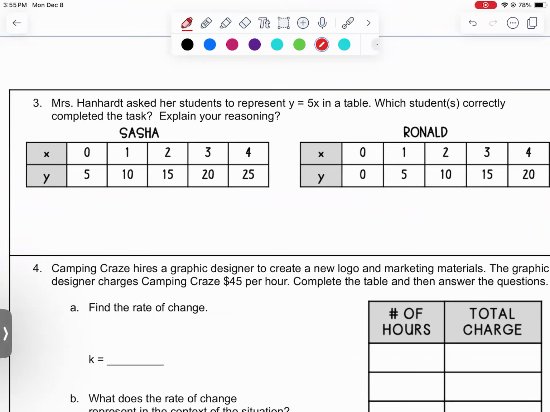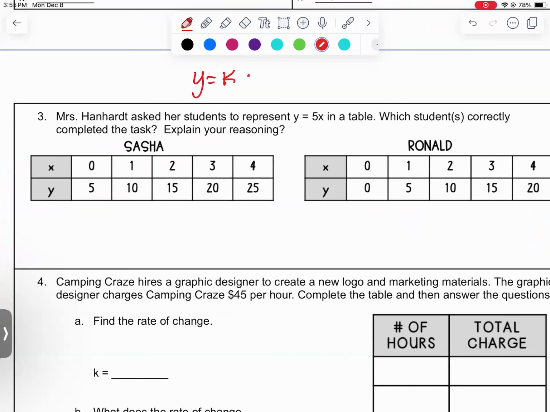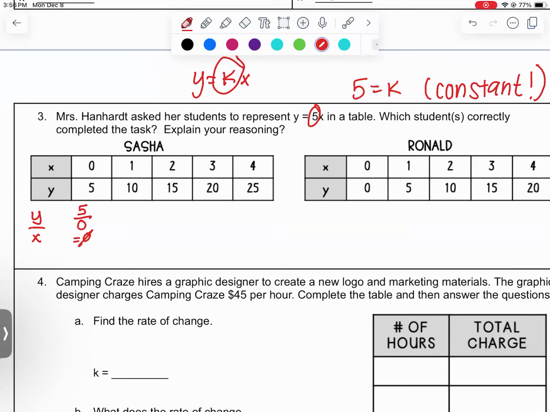All right, so Mrs. Hanhart asked her students to represent y equals 5x in a table. Remember, my equation is y equals kx. So that means that 5 is my k, my constant. So let's see which person did it, and then how do we know? So let's first do y over x. 5 divided by 0 is, can't divide by 0. It's an error. Okay, 10 divided by 1 is 10. 15 divided by 2 is 7.5. Hold on. Do I see anything that is constant here? No, nothing is constant. So Sasha, I don't think Sasha did it right.